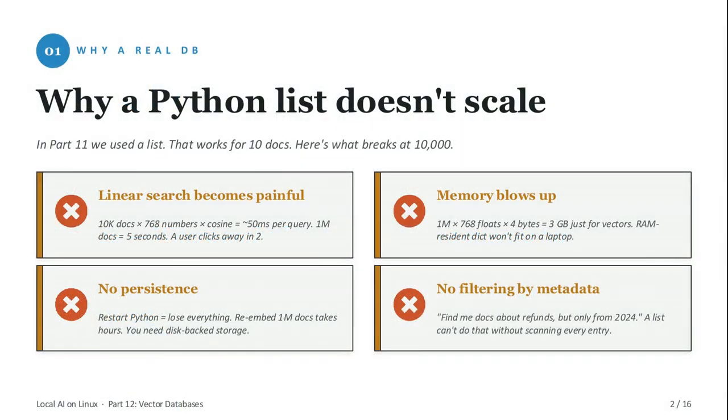So let's be concrete about why that list breaks. At 10,000 documents, a linear cosine scan already takes around 50 milliseconds per query. Push that to 1 million and you're waiting 5 seconds, which is an eternity when users bail after 2. Memory's the next wall. 1,768-dimensional float vectors is roughly 3 gigabytes sitting in RAM, and that's before metadata. Then there's persistence. Kill the Python process and you re-embed for hours. And you've got no way to filter by things like date or category without touching every single entry.